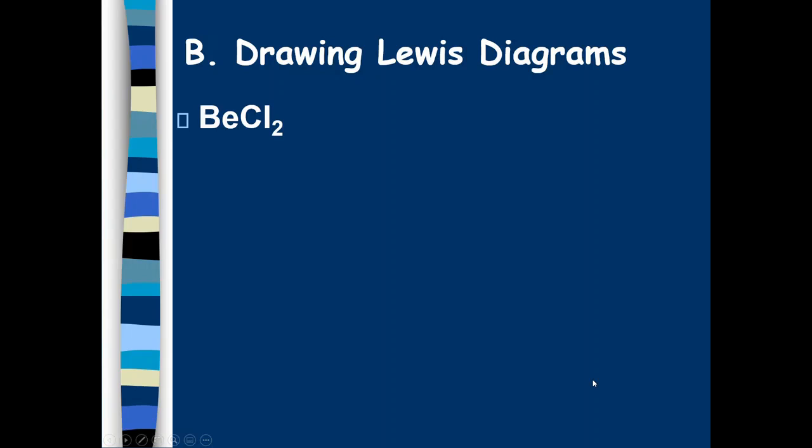Beryllium dichloride. Now, even though beryllium is a metal, it is the most electronegative metal, so it can form covalent bonds. Let's follow our 5-step process for this example. Step 1 is to find the total number of valence electrons.